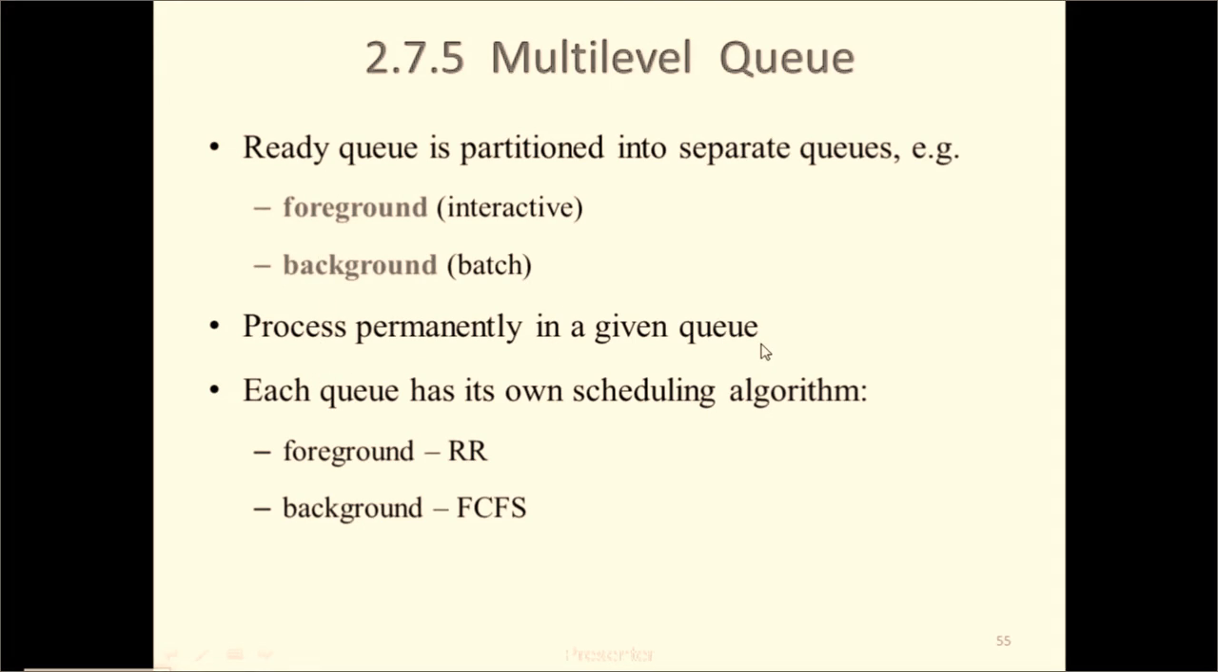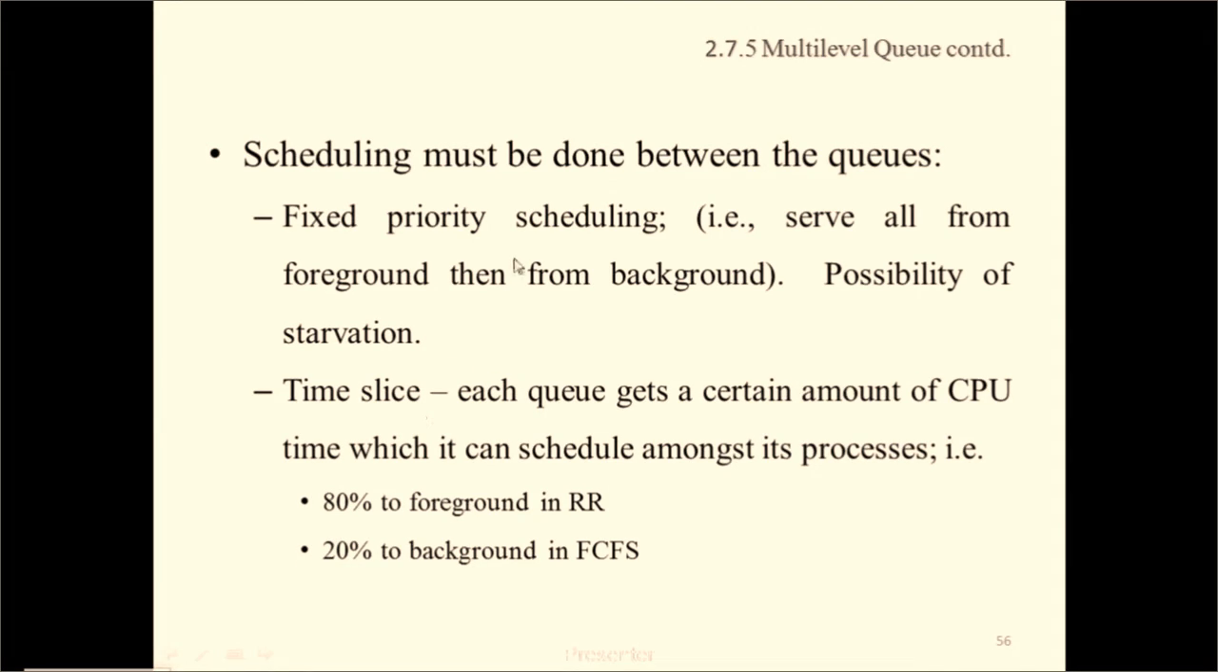In this case, the process permanently remains in that queue. Each queue has its own scheduling algorithm. So the scheduling algorithm varies as per the queue. Foreground processes, round robin. Background processes, first come first served. Scheduling must be done between the queues. What for do we do this?